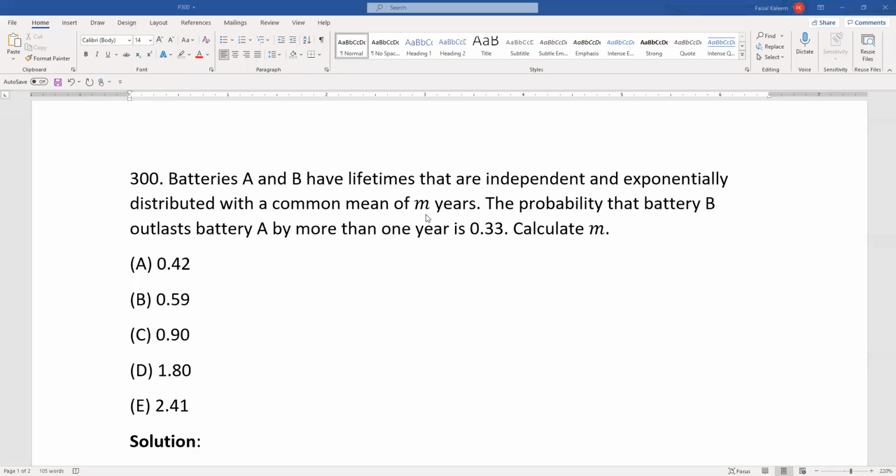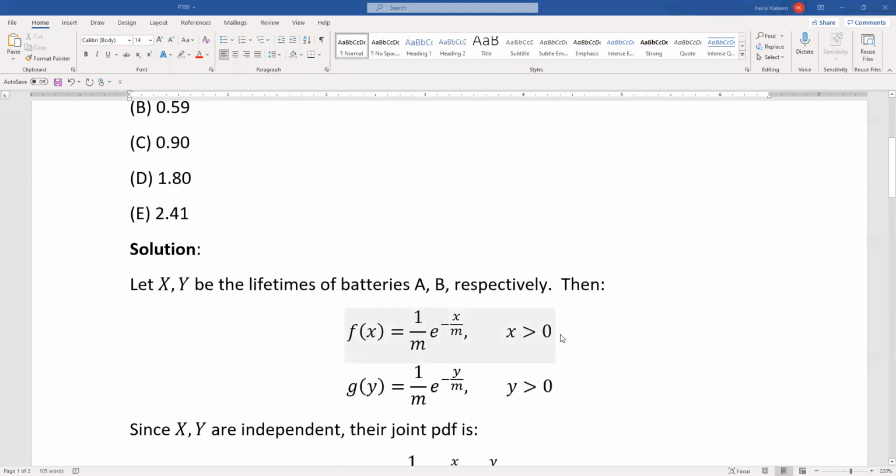Batteries A and B have lifetimes that are independent and exponential with common mean m. The probability that battery B outlasts battery A by more than 1 year is 0.33. Calculate m. So let x and y be the lifetimes of batteries A and B respectively. Then f of x is 1 over m e to the minus x over m. g of y is equal to 1 over m e to the minus y over m. And x and y are independent.